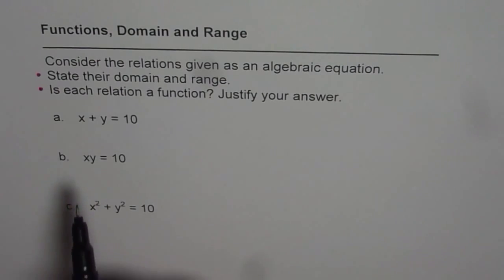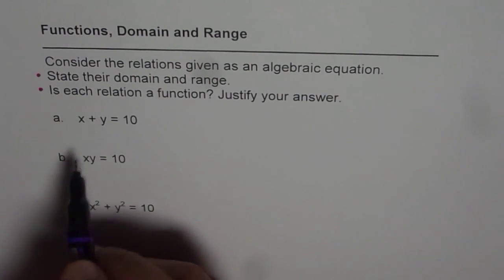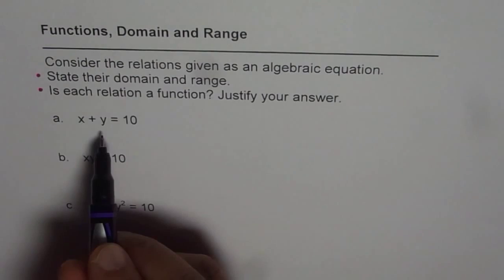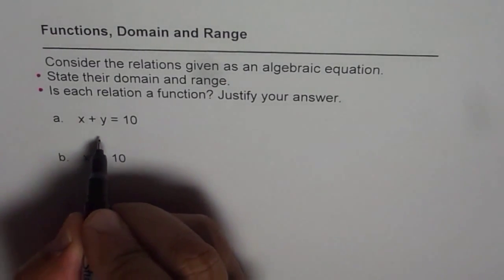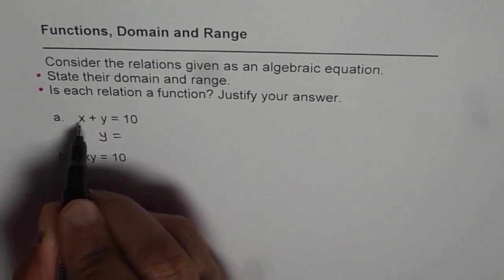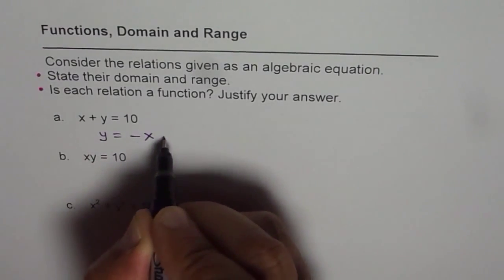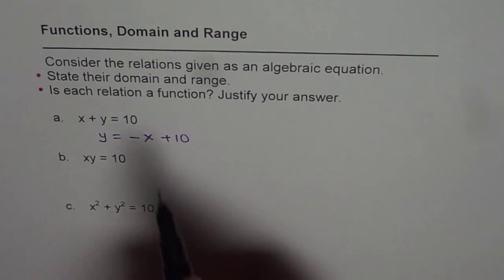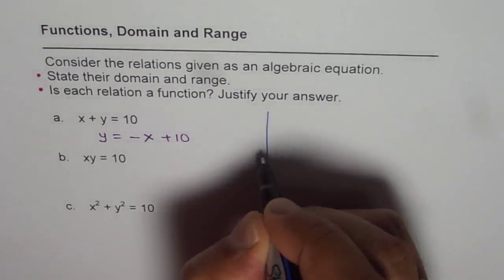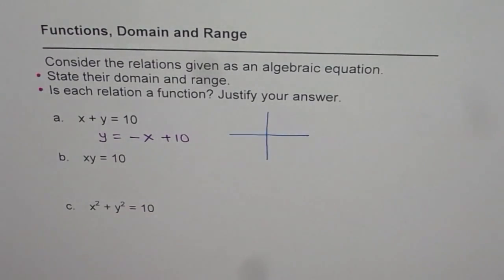Now, let us assume that x is the independent variable and y is the dependent variable. Now we'll rearrange so that we can find what y is, that is to say, how the independent variable and dependent variable are related. So the relation is that y equals, we can take x on this side, minus x plus 10. So that is the relation. Well, we know it is a straight line. We can sketch this function here. So I'll make a small rough sketch.